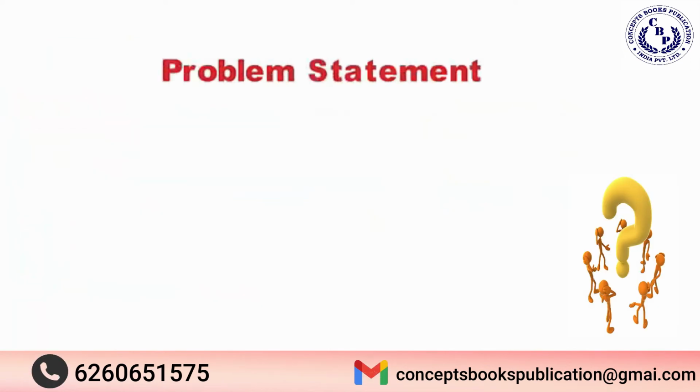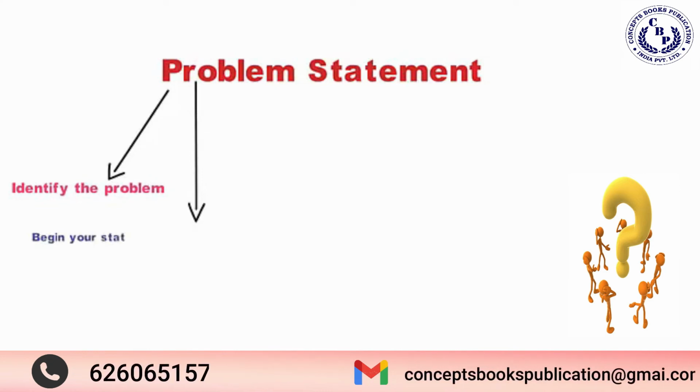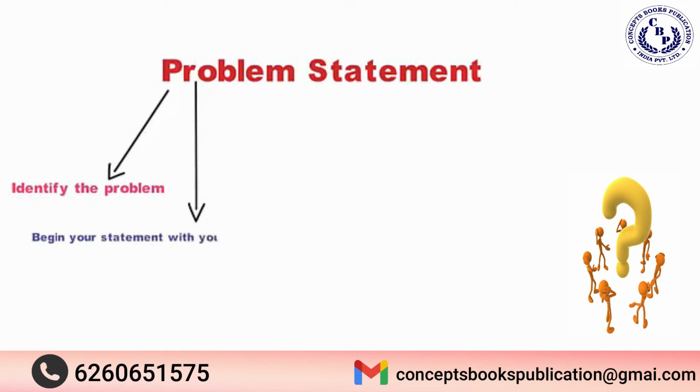Use the following process to craft a problem statement. 1. Identify the problem. Before you can begin writing your problem statement, you first need to identify what the problem is. 2. Begin your statement with your ideal situation. Next, you can begin writing your problem statement by describing what the ideal environment would look like if your problem didn't exist. This section should try to describe what your company hopes to accomplish as a result of the process improvement project.